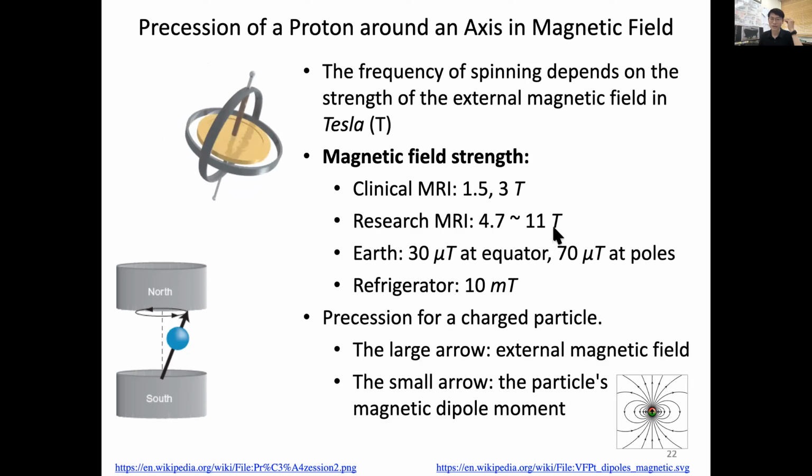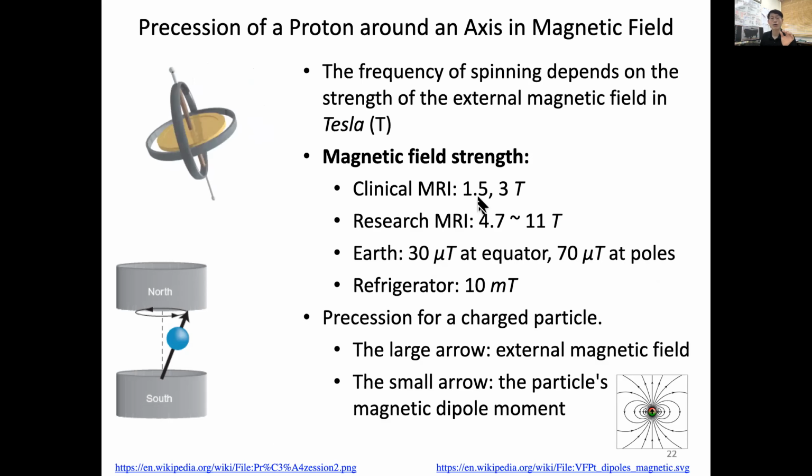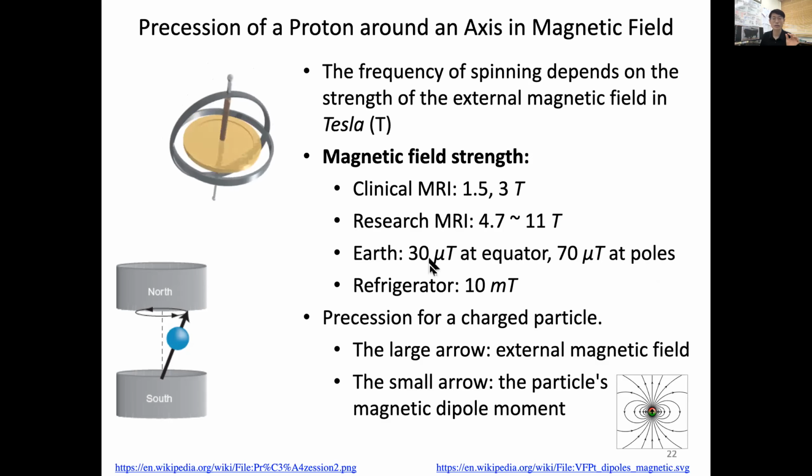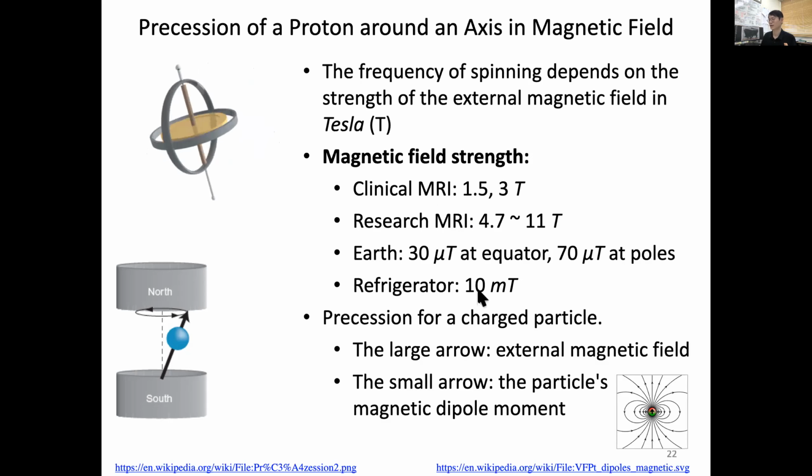Then you have heard the Earth has a magnetic field. Even migratory birds sense the Earth's magnetic field to move around the whole Earth. That magnetic field is about 30 microtesla at the equator, and it is higher at the poles, about 70 microtesla. Look at this microtesla. So our MRI machine is at least about 100,000 times stronger than the Earth's magnetic field. What about a refrigerator magnet? That's about 10 millitesla. So a clinical MRI is at least about 100 times stronger than that.